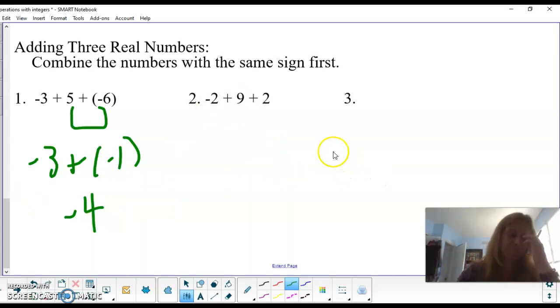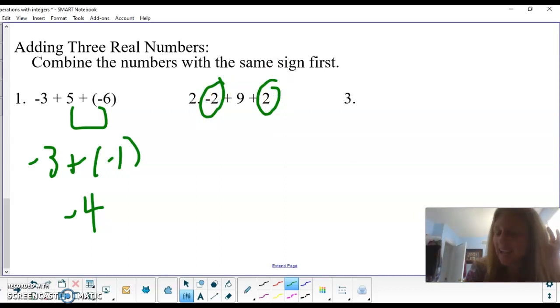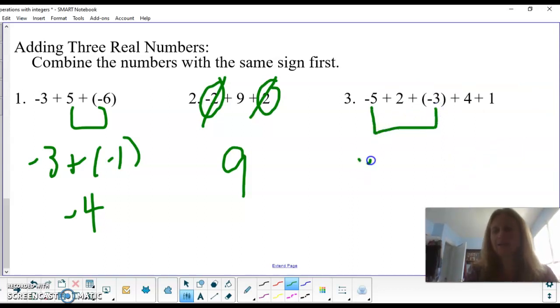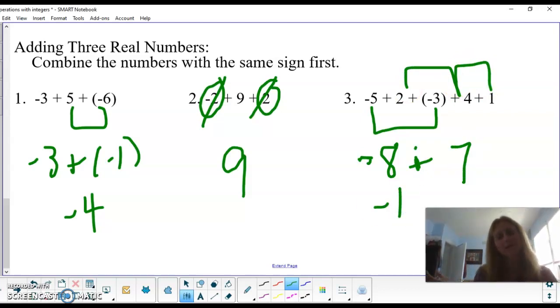Let's do this one. So here, I just want to show you a shortcut. Do you see how I have a negative 2 and a positive 2? Remember what I said? Opposites may cancel out. Ta-da! 9. You can look for opposites and cancel them out. And then the last one. So here I'm going to add my negatives together, add and keep. Add my positives together, 6, 7. Okay, different sign, subtract. Negative 1, done.